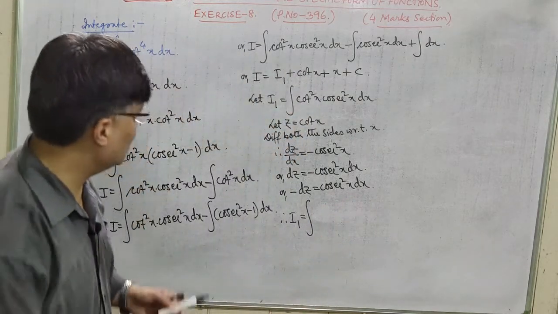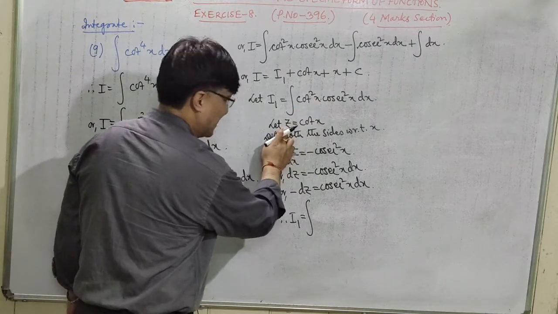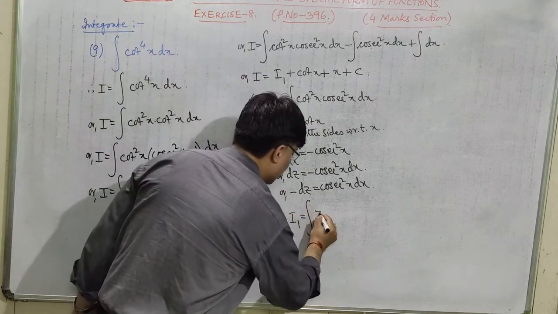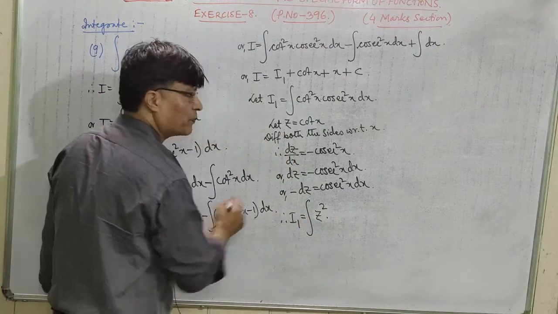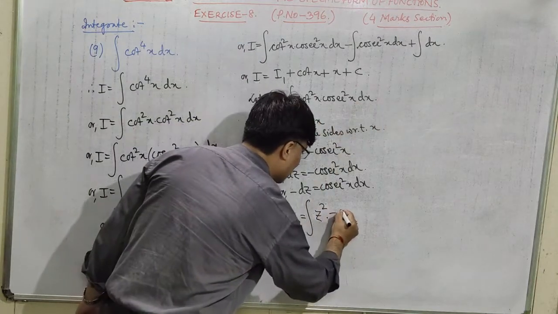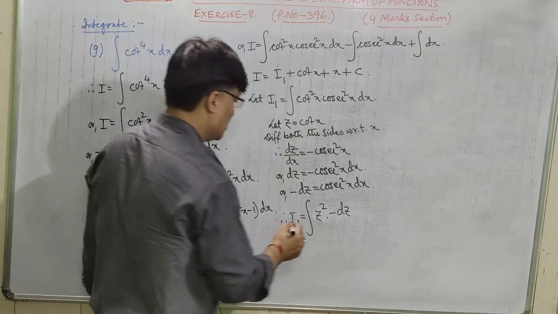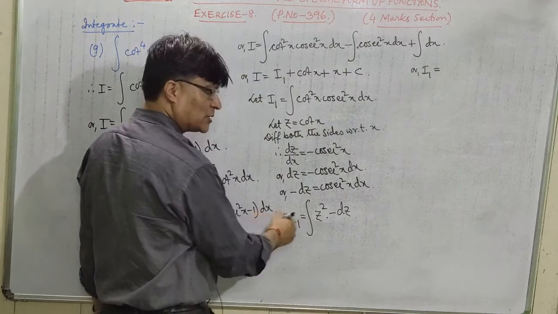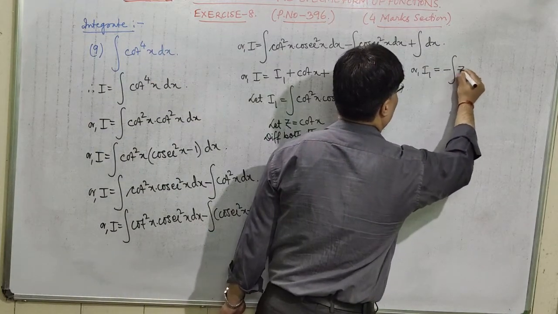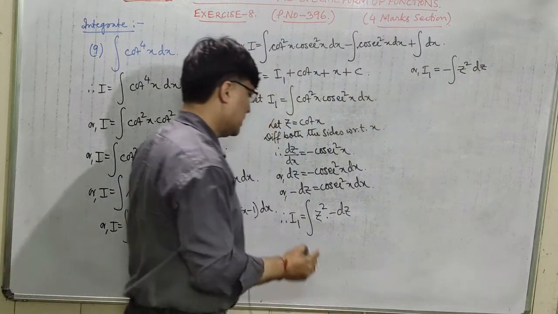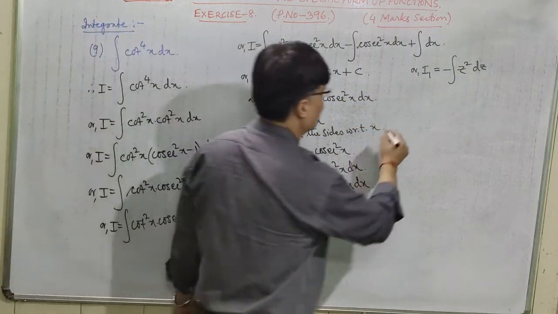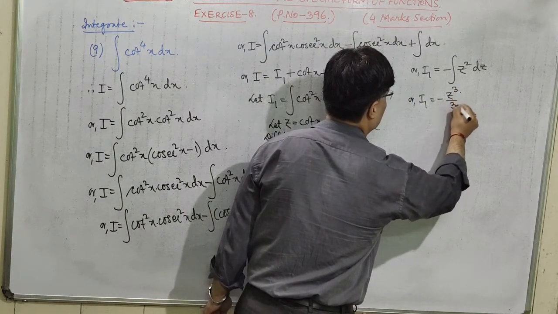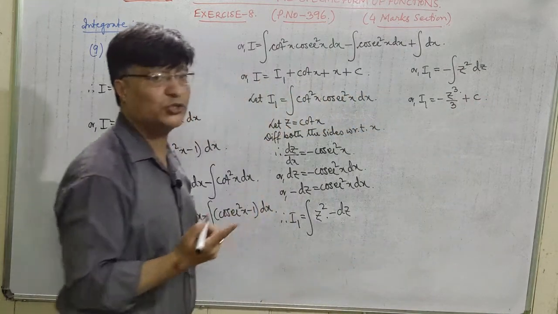So actually in this case, this cot x is z, isn't it? We have assumed cot x as z, so it is z square into cosec square x dx, which is minus dz, right? So I1 is equal to, the minus sign is taken outside, minus integral z square dz. So what is this integration? I1 is equal to minus z cube divided by 3 plus c.